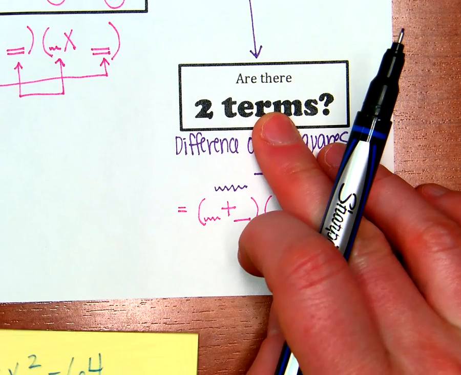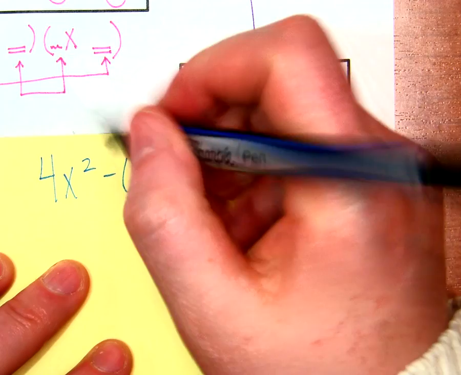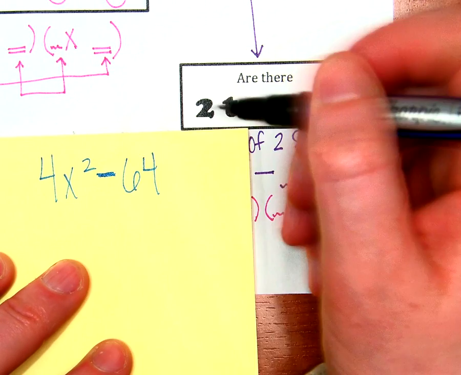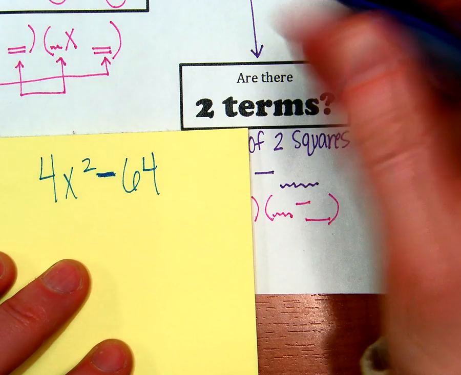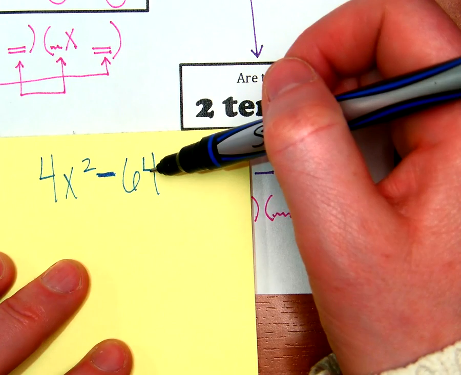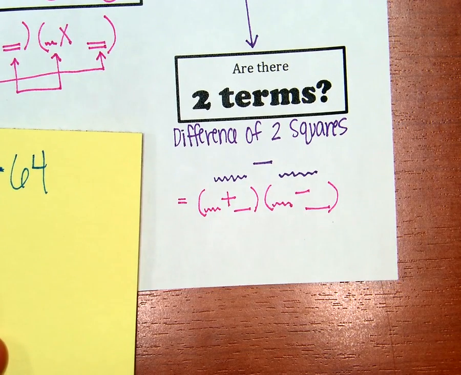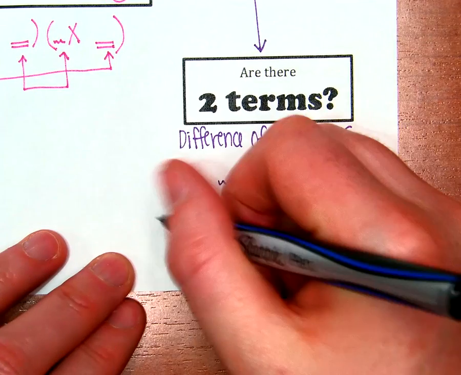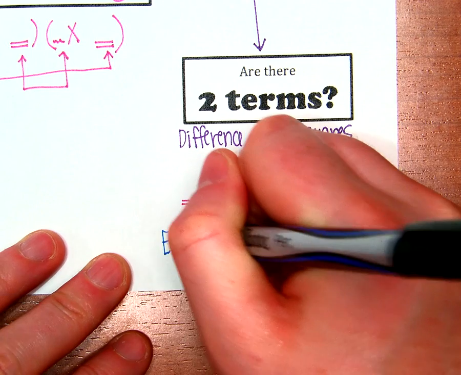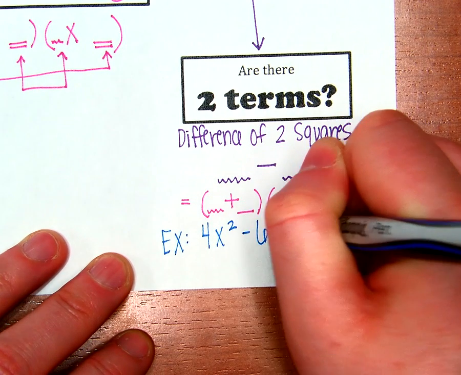And if you look here, I noticed right away with this example that it's a difference problem because there's a subtraction. You can't do this if there's a plus sign in between. 4 is a perfect square, and so is 64. So I can do this problem as a difference of squares. So if we take a look here, let's write the example down that I just showed you, which was 4x squared with a minus 64.